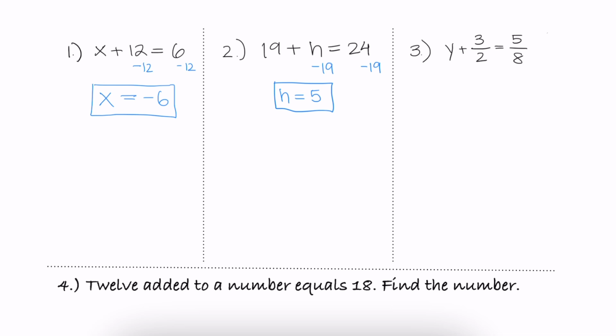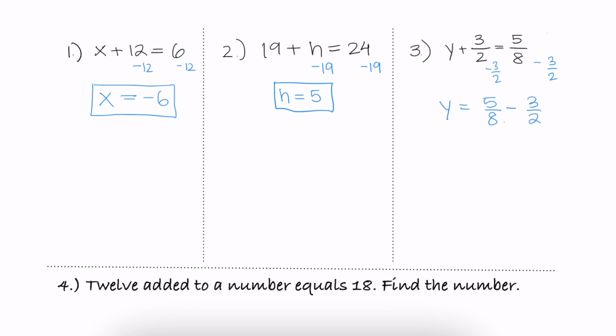Number 3 is slightly harder, but not that much. y plus 3/2 equals 5/8. Now, if we want to isolate this y, that means we're going to have to subtract 3/2 from both sides. So let's go ahead and do that. So we're going to get y is equal to 5/8 minus 3/2.